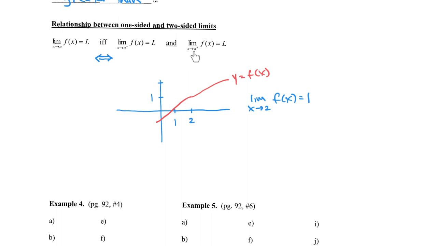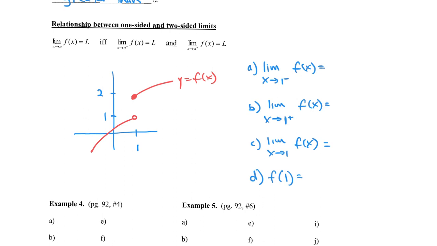Also, as x approaches 2 from the right, the function equals 1, so that we could say this is true. As x approaches 2 from the left and the right, they both have to equal the same L. And if that happens, then the limit as x approaches that number of f of x will also be equal to L. So here's an example of that.